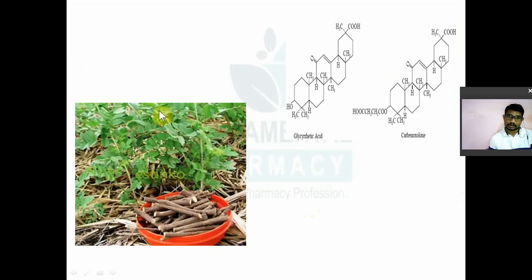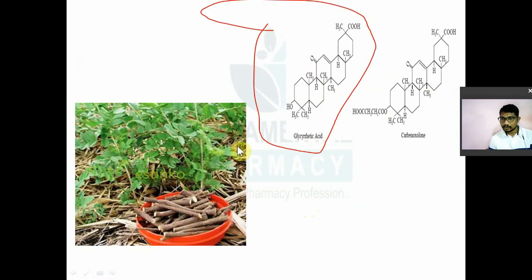Here you can see the structure of glycyrrhetic acid. It is a triterpenoid saponin, with steroidal nucleus, a steroid-type nucleus. So it has some mineralocorticoid activity also.